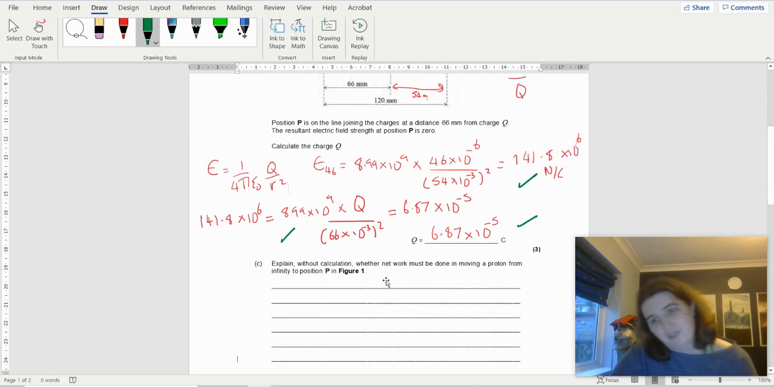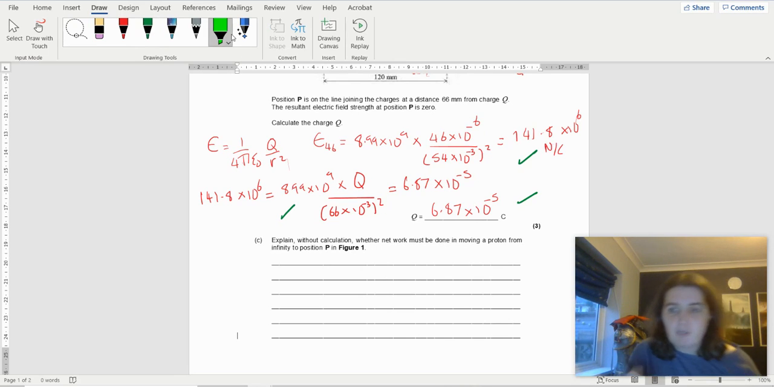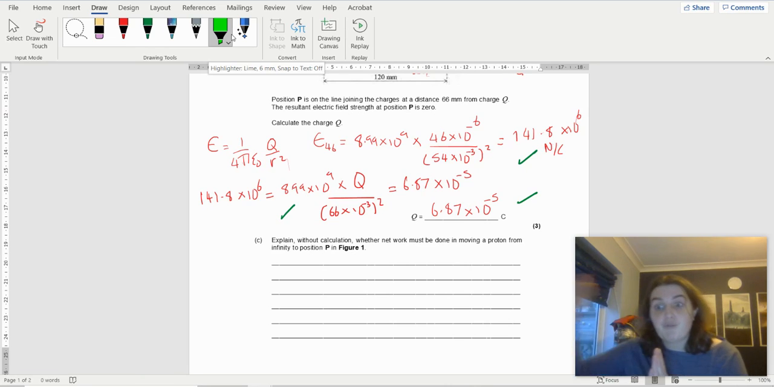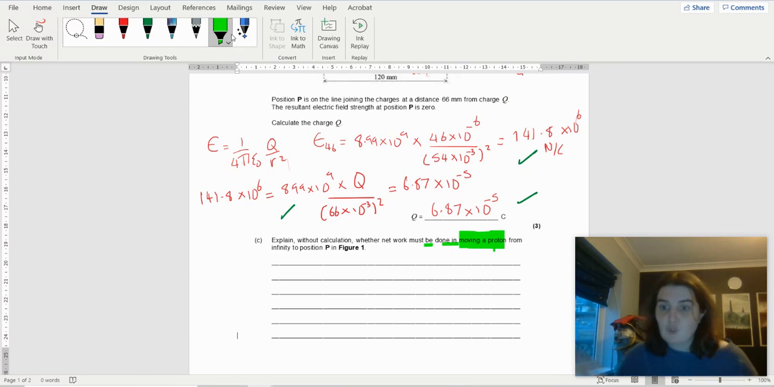Now, I hate these questions because I want to do calculation, and it says explain without calculation whether work must be done, and this is a trick. So we normally talk about, when we're talking about potential and work, we talk about it being removed from the field, not the other way. So explain without calculation whether net work must be done in moving a proton from infinity to that position, okay?